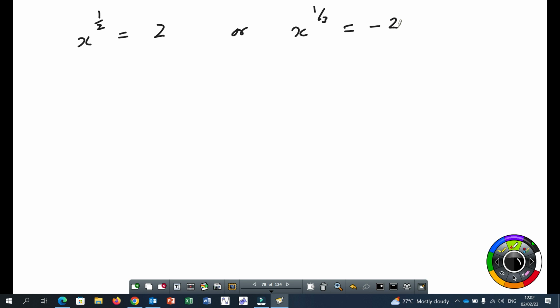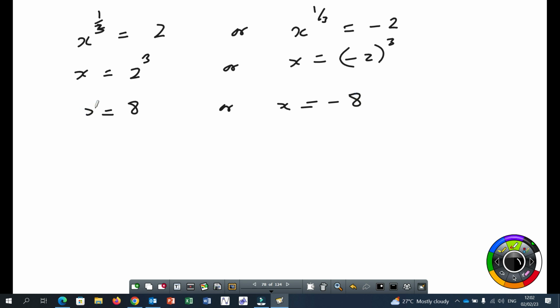Well, we have got these 3. Remember, it's a 3. So I'll end up getting x equal to 2 cubed. And this one here, because the numerator is odd and the denominator is odd, I've got a solution. So that will be x equal to minus 2 cubed. Then here I'll get 8, and there I'll get negative 8.